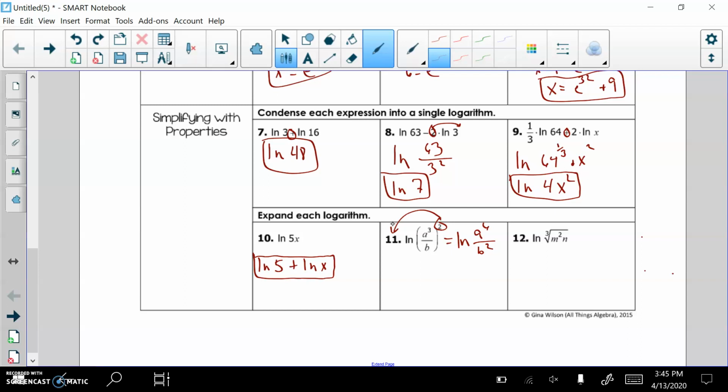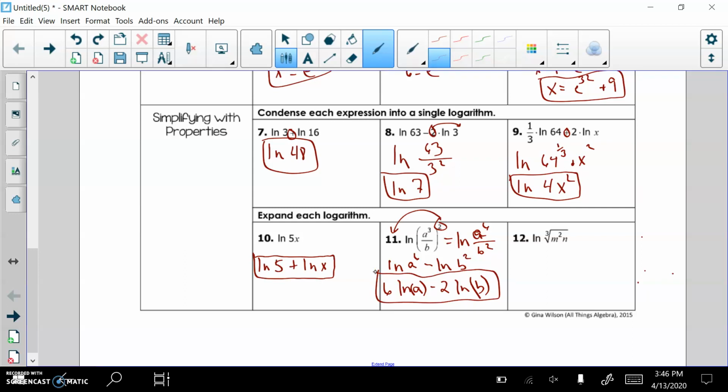So natural log of a to the 6th power over b to the 2nd power, I'll first expand that down to natural log of a to the 6th minus natural log of b to the 2nd, and then we'll take those exponents and make coefficients out of them. 6 natural log of a minus 2 natural log of b. Parentheses are there just to separate.